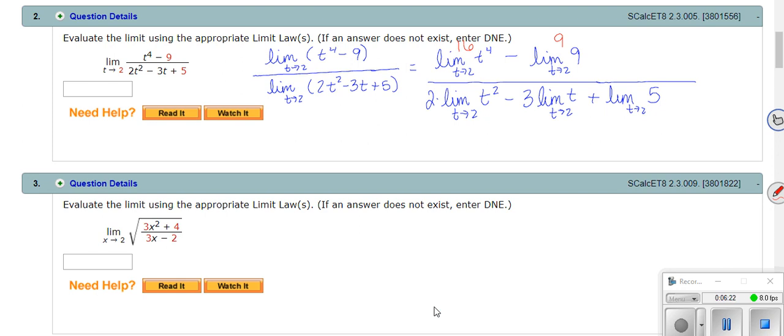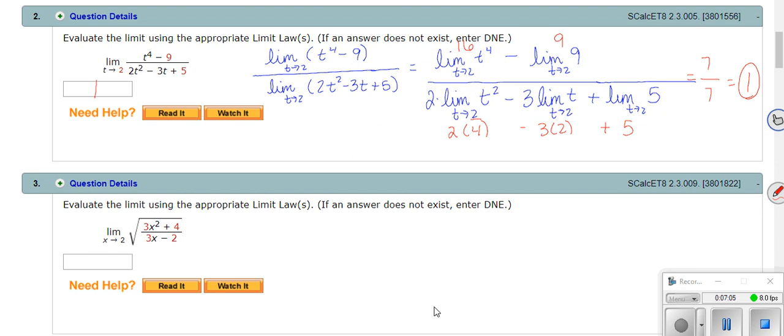This one, you put the 2 in for the t, so 2 squared is 4. So we're going to have 2 times 4 down here, minus 3 times 2, again, if we plug in the 2 for the t, and this again stays 5. Okay? So if we do all of this math, this is going to give us 16 minus 9 on top over 8 minus 6. Well, we're going to have 7 on top. 8 minus 6 is 2, plus 5 is also 7. This just equals 1.